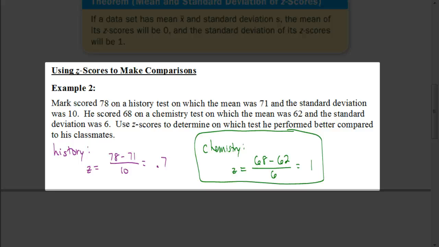So that summarizes what a z-score is. Relatively simple concept there. So you should be able to get that pretty well.